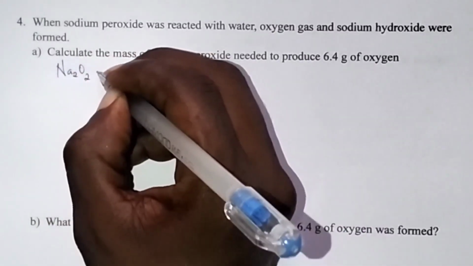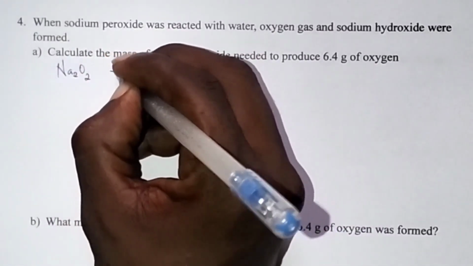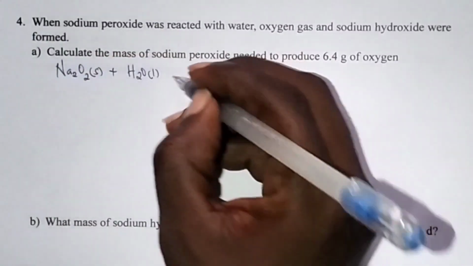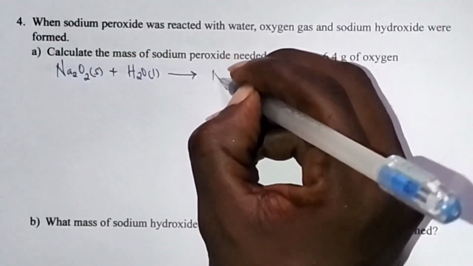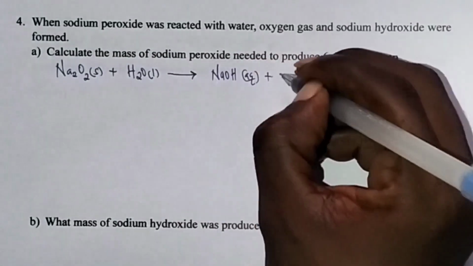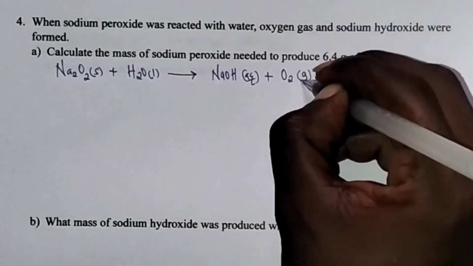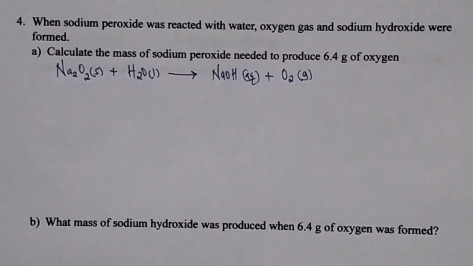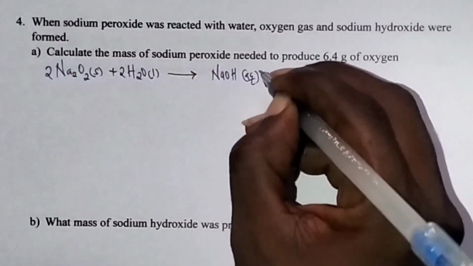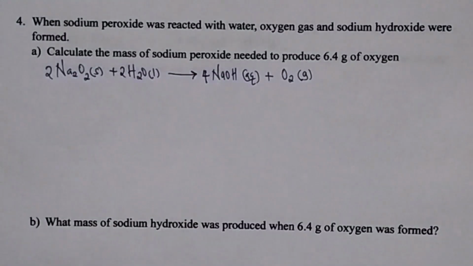Sodium peroxide plus water. Water is liquid, this is solid, so we are going to get sodium hydroxide solution plus oxygen gas. So next we are supposed to balance the equation. We can put 2 there, then we can put 4 there to balance the equation.